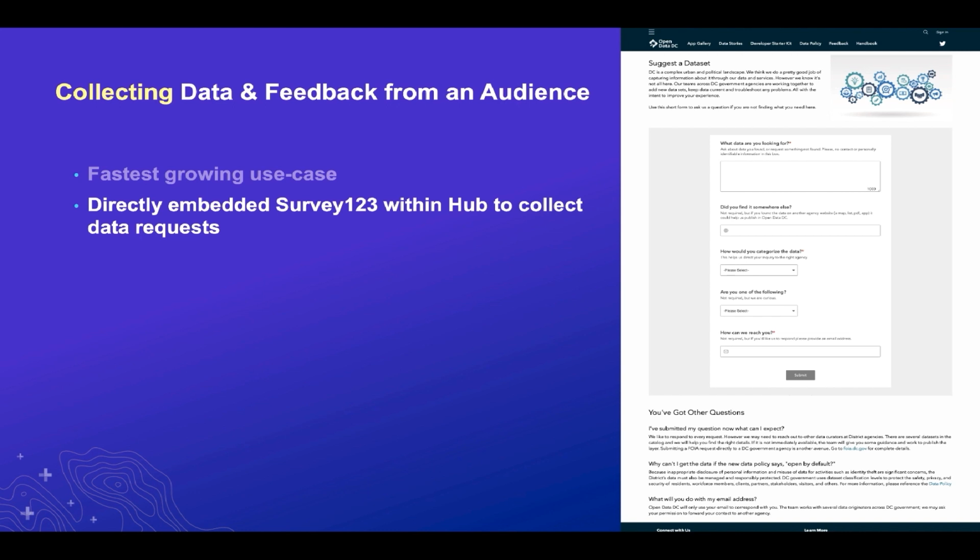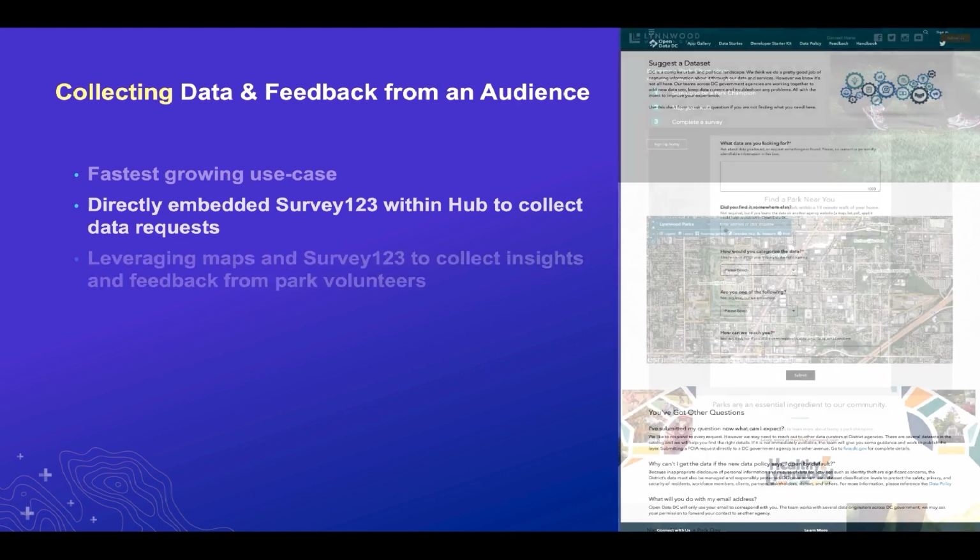Here we have Open Data DC, who's predominantly a sharing pattern, Open Data for the city of DC, highlighting an entire feedback section of their open data site, just trying to understand what data are we missing? Do you have any data that you might want to supply to us? And this is all leveraging an embed of Survey 123.